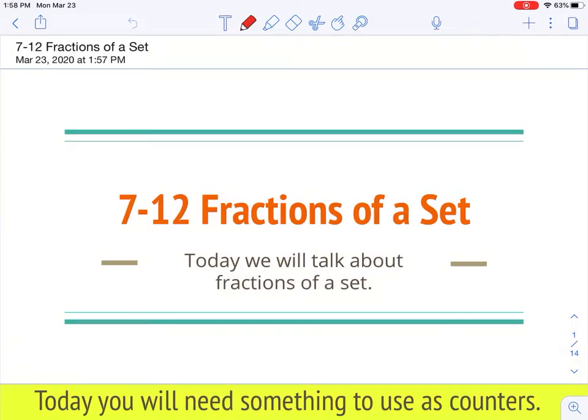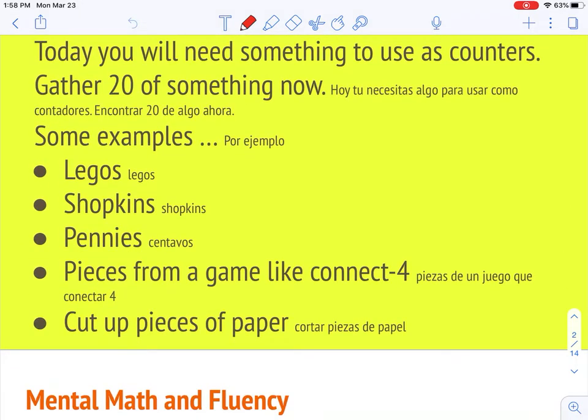Hi guys, today we are going to cover our last section in Unit 7, and it is called Fractions of a Set. So today we're going to talk about fractions of a set, which is what I just said.